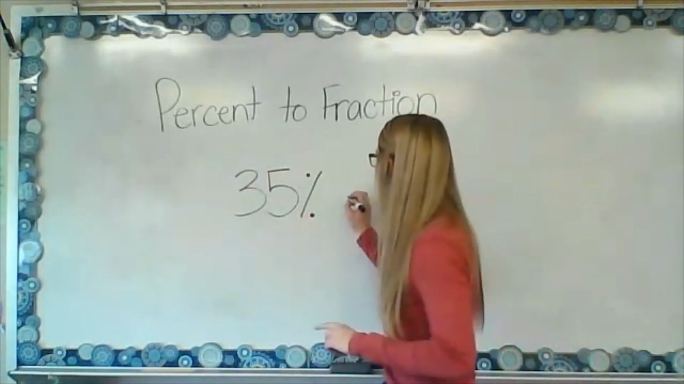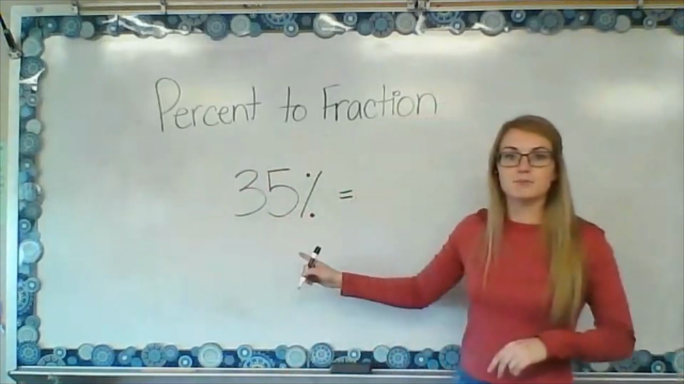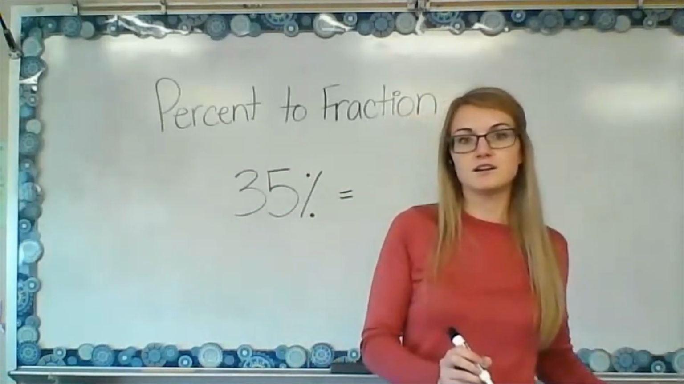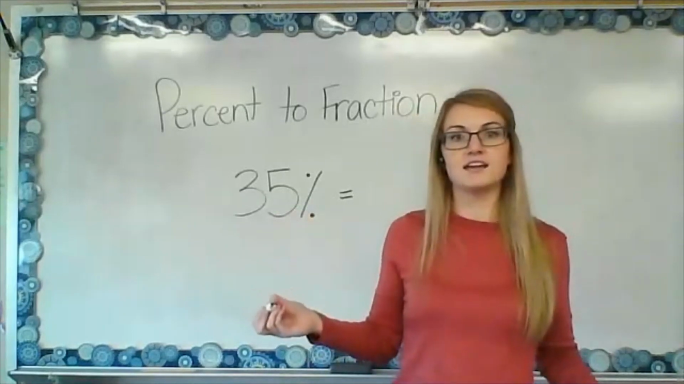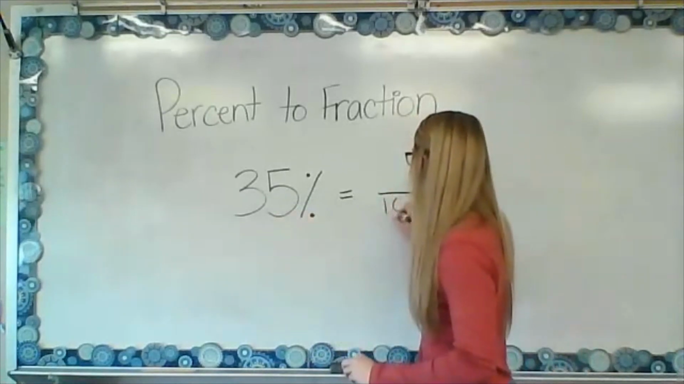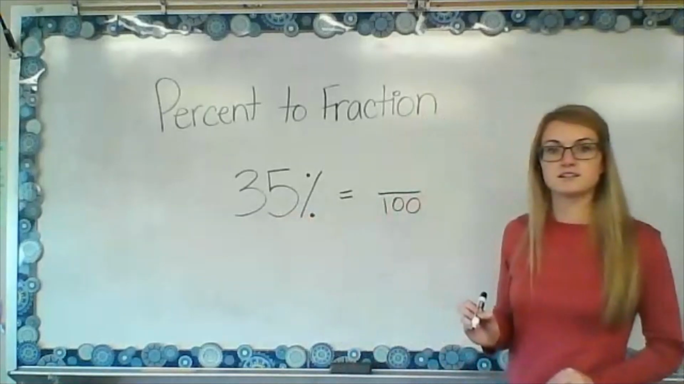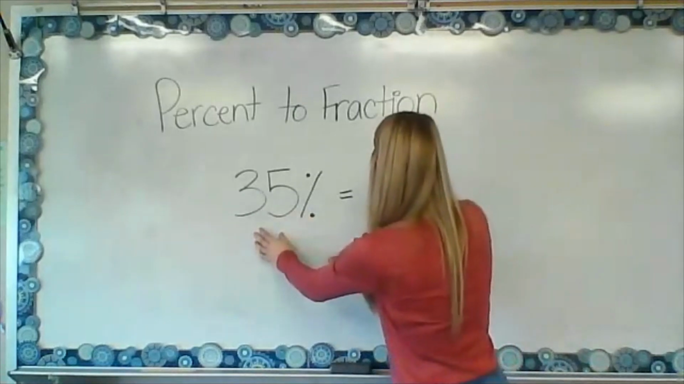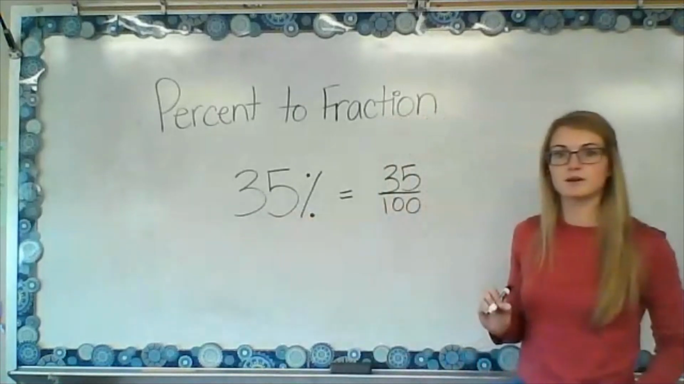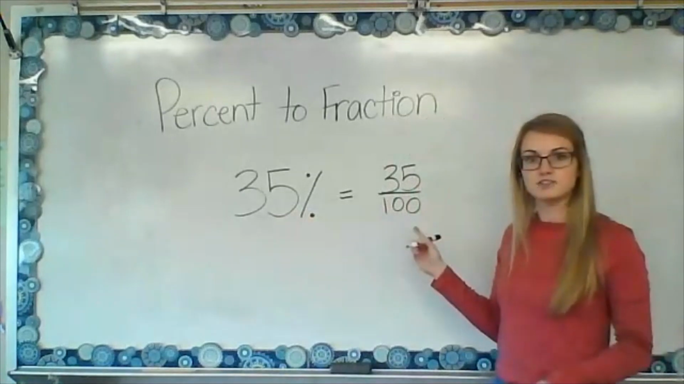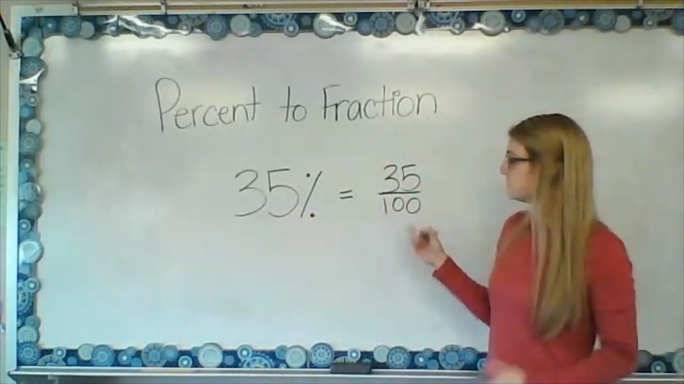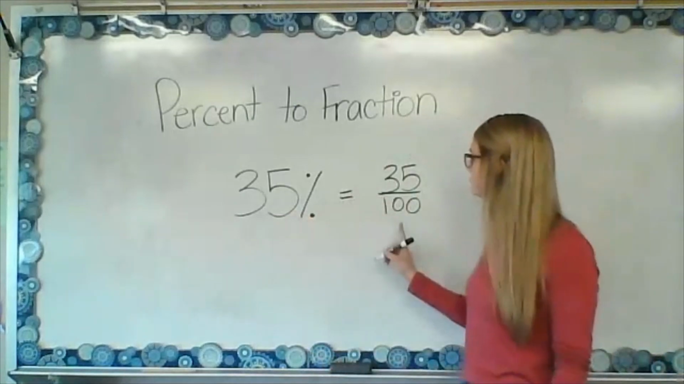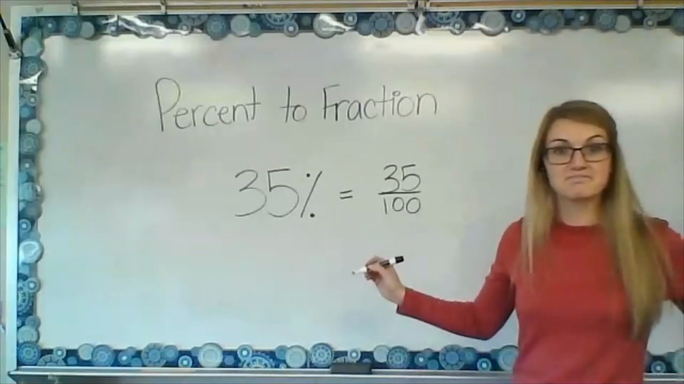Now, the easiest way to remember this is just that percent. Remember, percent means out of 100. So every single percent is out of 100. So all I really need to do is just take this 35 and put it on top. 35 hundredths. That's it. 35 hundredths. 35 over 100. How do I change this percent into a fraction? Put it over 100. That's it.